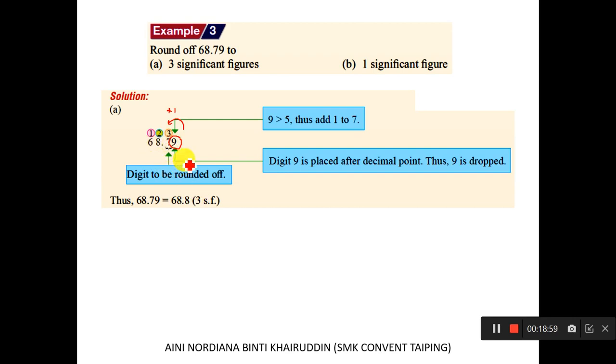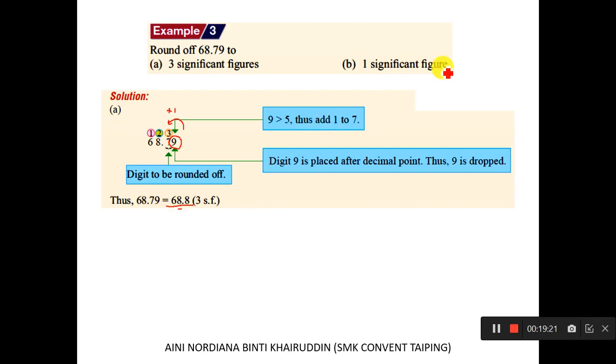So for this syllabus, no need to put 0, because if you put 0, it's not 3 significant figures anymore. It becomes 4 significant figures. So please leave your answer like this, in 3 significant figures. This is very important.